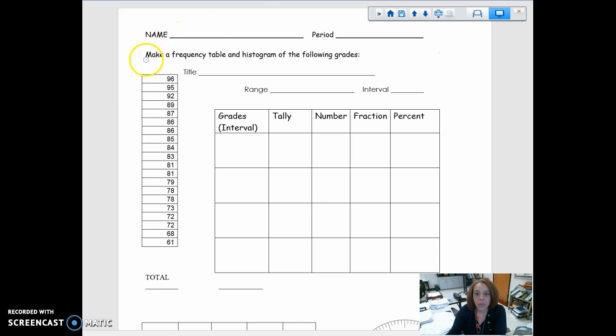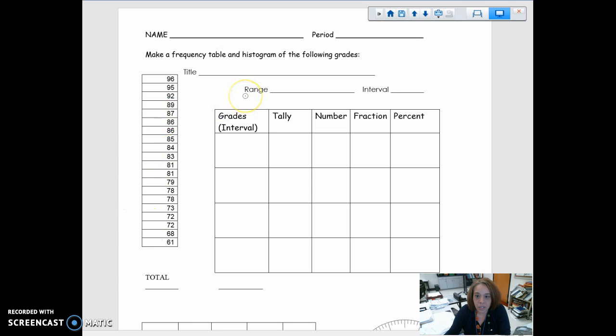Okay, if we take a look here, it says make a frequency table and histogram of the following grades. So let's imagine that here is the grade set for a teacher's last exams. Notice the information is listed in descending order, meaning the highest number is on top, and then it decreases to the lowest score. We can see that our range is from 96 all the way down to 61.